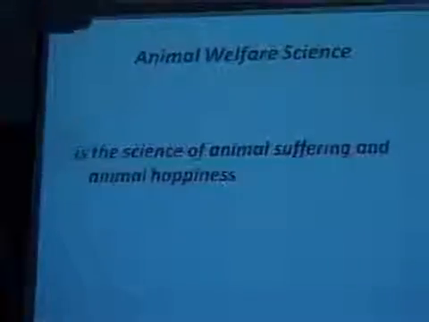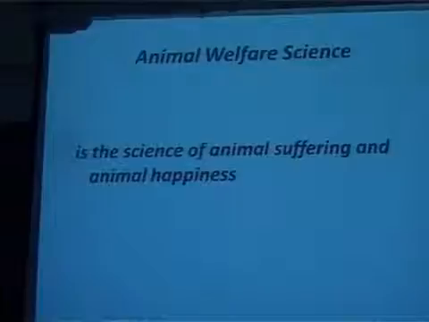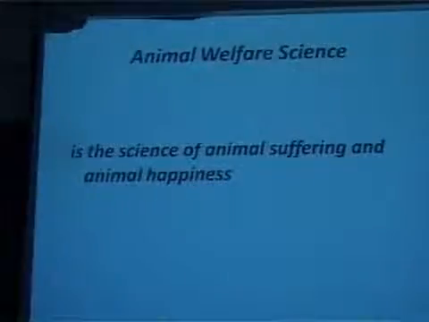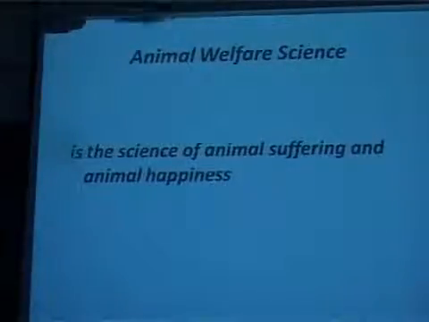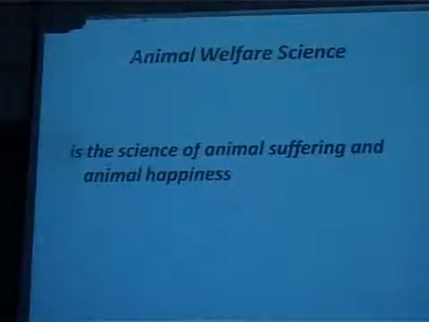So animal welfare science is the science of animal suffering and animal happiness, and clearly that has to be assessed in different ways according to the context and the type of condition that you are considering. The same applies to animal disease, doesn't it, and animal health.